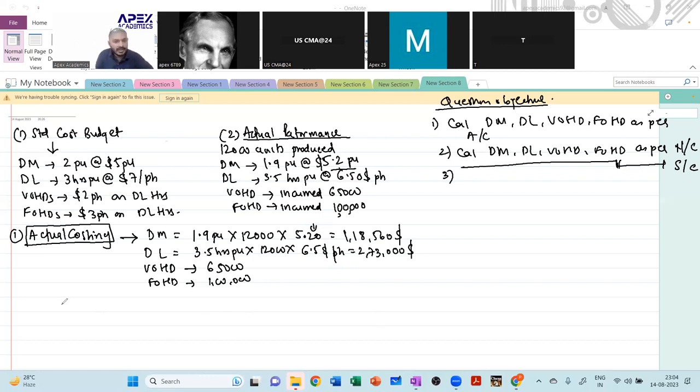Actual costing is over. Second, you are required to do what? Normal costing. What are you required to do second? Normal costing.